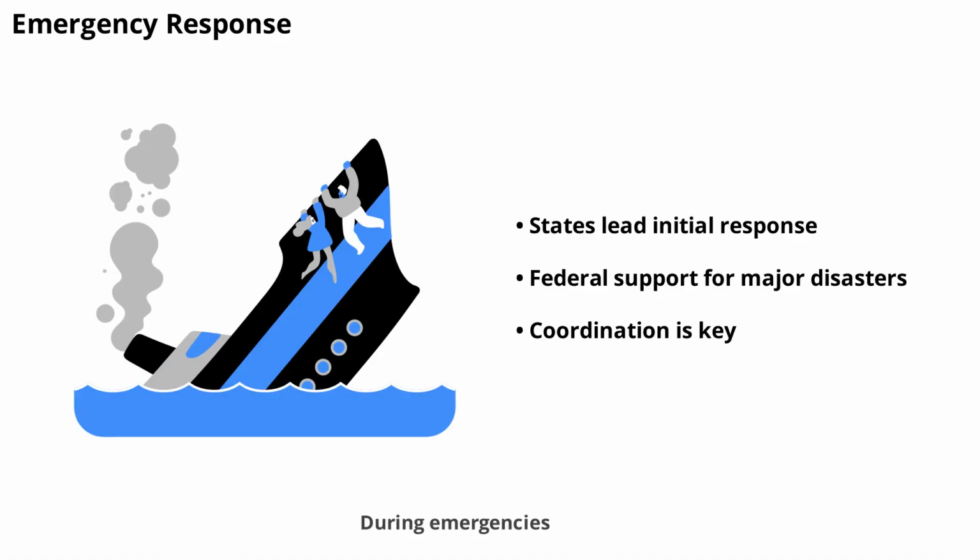Now, let's discuss how state and federal offices handle emergencies. During emergencies, state and federal offices must coordinate their efforts. States lead the initial response to disasters like hurricanes or wildfires, using local resources and agencies. If the situation is severe, federal offices like FEMA provide additional support, funding, and expertise. This partnership ensures a faster and more effective response.